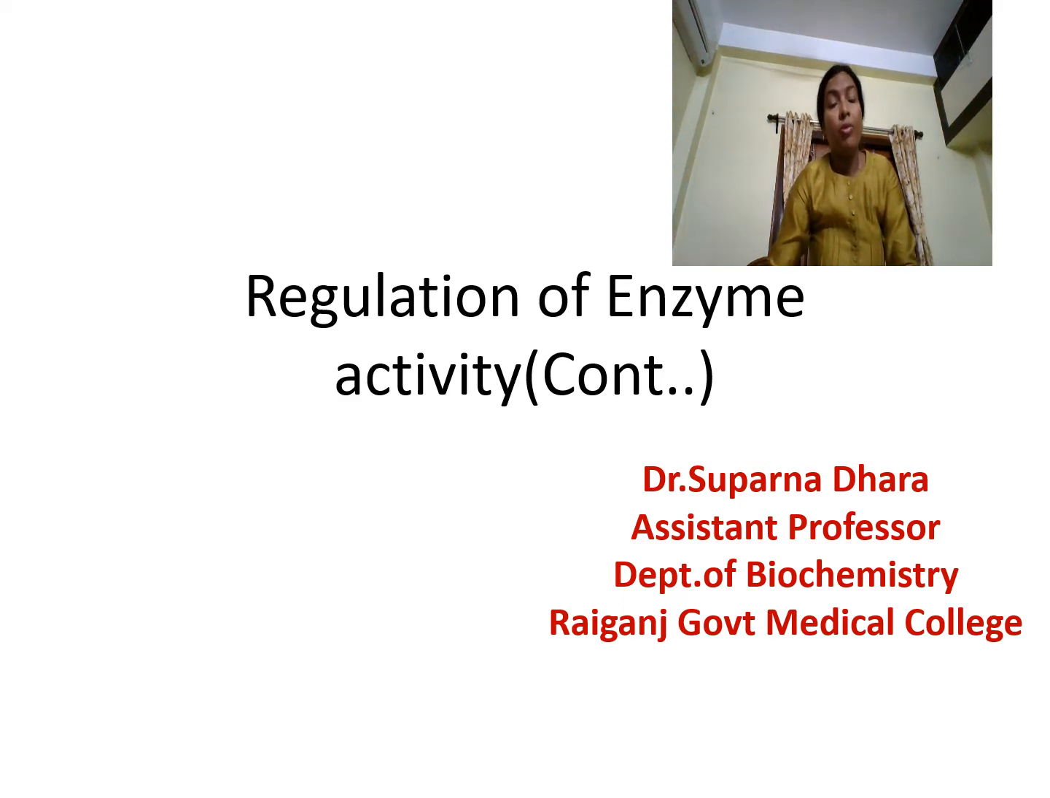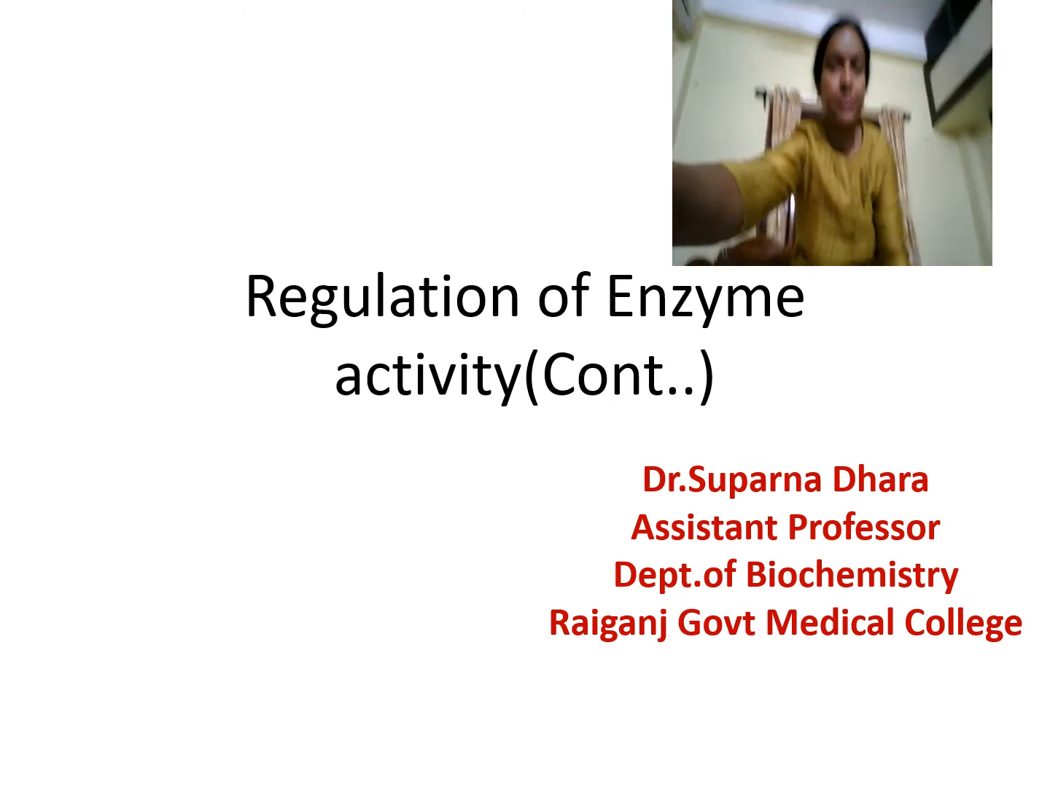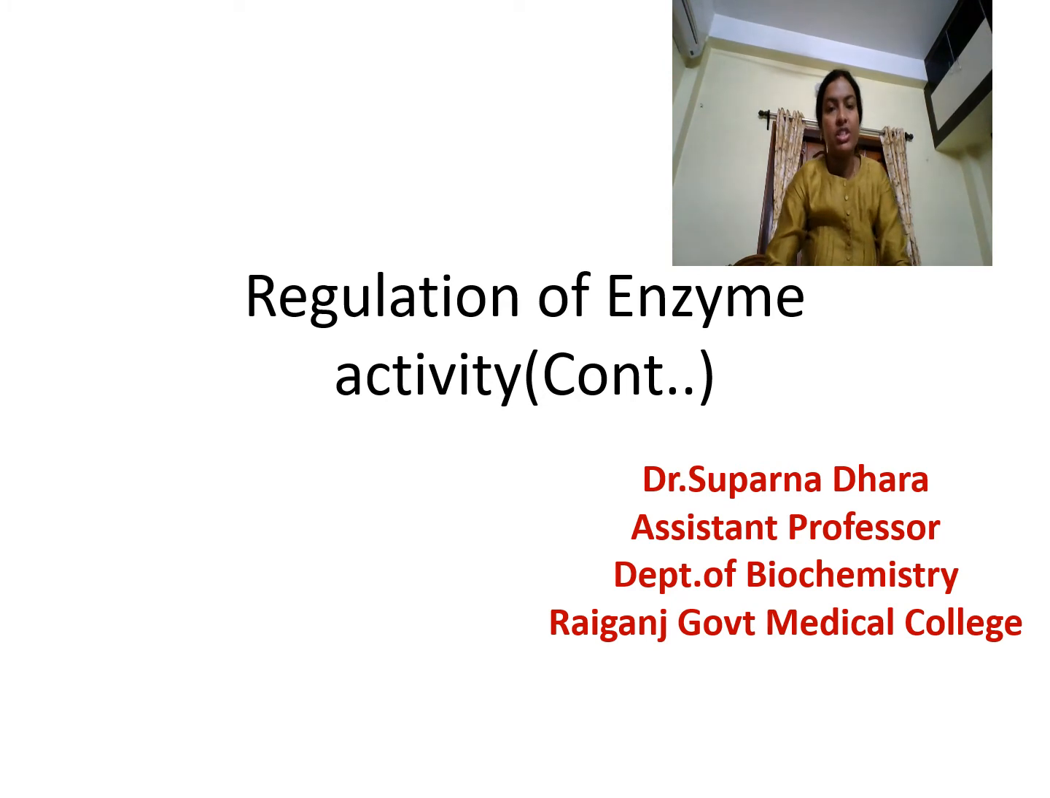Now, we have already told that regulation of enzyme activity can be done via 5 means. That is your allosteric modification, then your covalent modification, then regulation of enzyme activity at the genetic level, then proteolytic trimming, and lastly compartmentalization. So these are the 5 means by which we can regulate the enzyme activity.